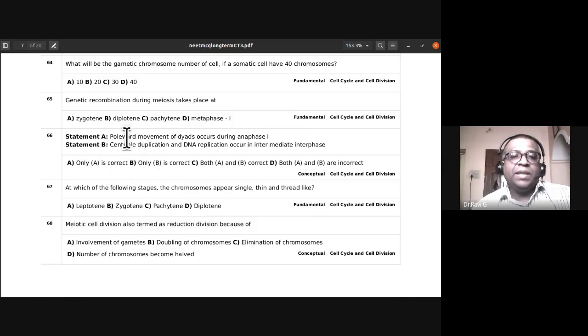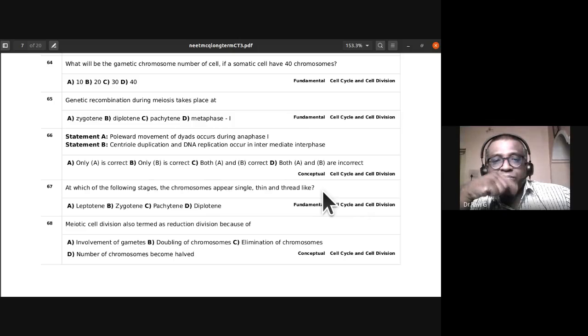See, statement A, poleward movement of dyads occurs during anaphase 1. Statement B, centriole duplication and DNA replication occur in intermediate interphase. Only A is correct, only B is correct, both A and B are correct, both A and B are incorrect. What is the option for it?